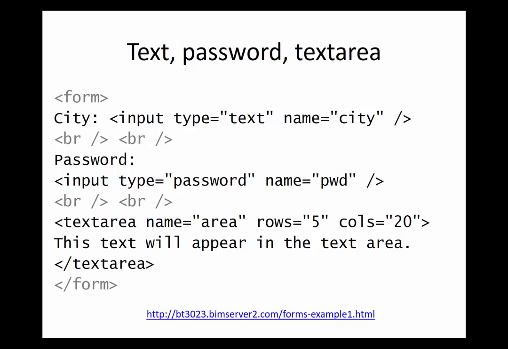Then we can have different types. In this case we can have a text, so that will just basically create a line where our visitor can enter text, for example, another postcode. We can also say whatever the user enters is a password.